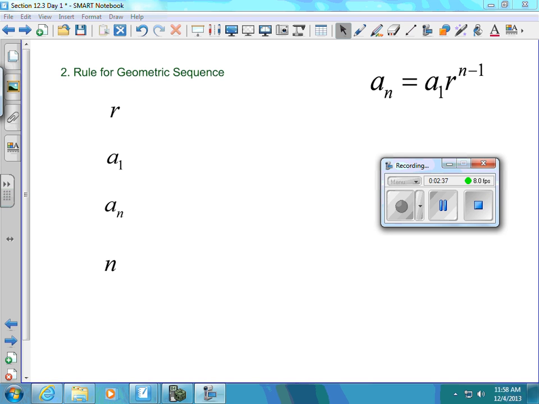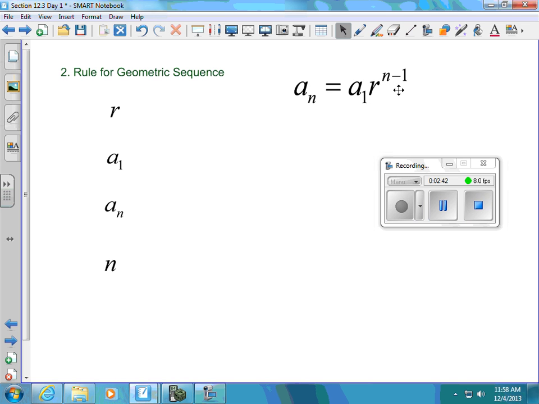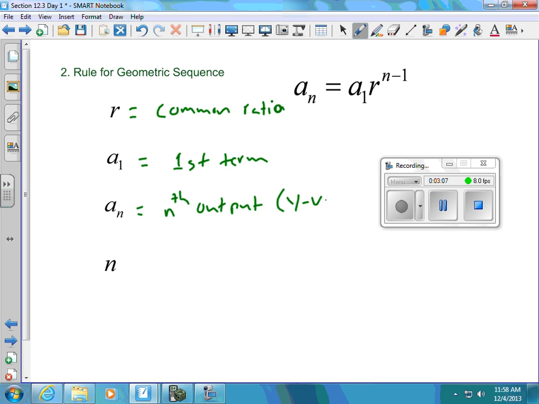So, what does a geometric sequence look like? It looks like this. A sub n equals A sub 1 times R to the n minus 1. These terms are going to be familiar. R, this is the new one, it's a common ratio. Kind of brought that up in previous slides. A sub 1, that's still the first term in the sequence. A sub n, it's the nth output, it's the y values. And n is the input.